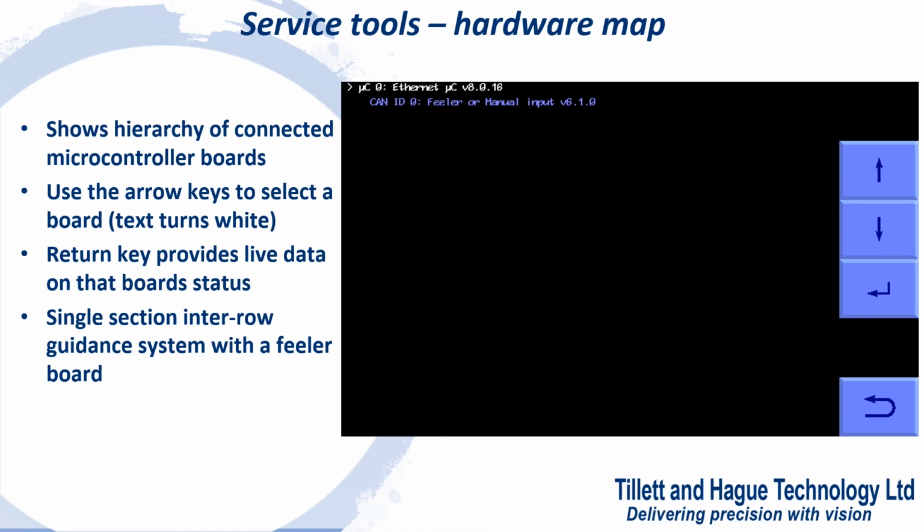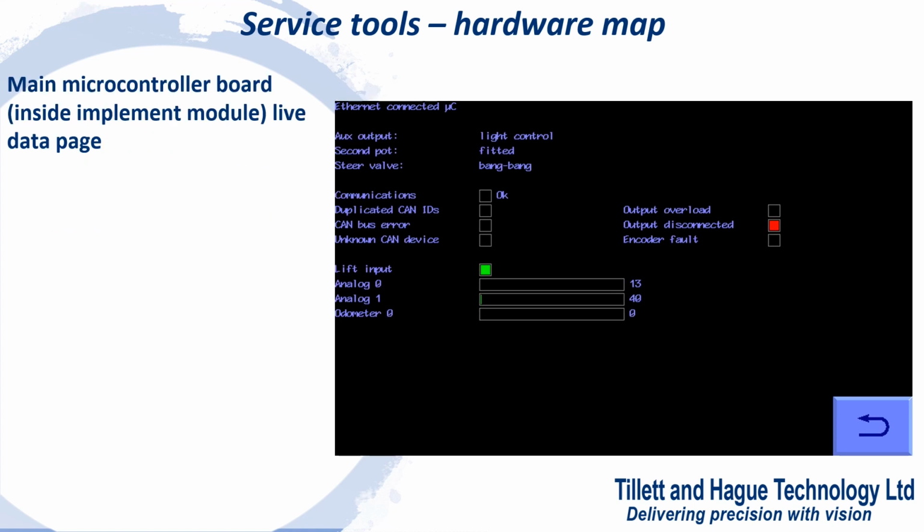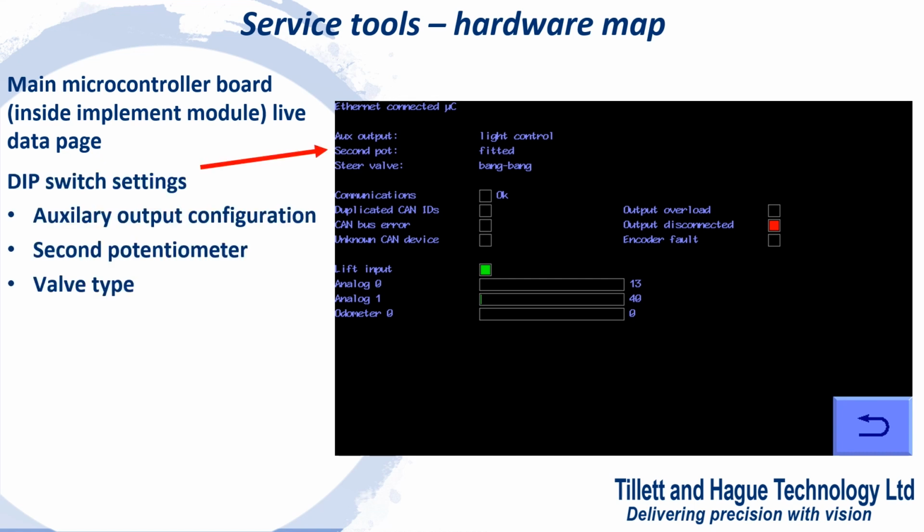This example shows a single section interrow guidance system, fitted with a feeler override board for mechanical row following. Here we have selected the main microcontroller board that is fitted in the implement module. It displays some very useful live diagnostic information. The first 3 lines reflect how the dip switches on the microcontroller board have been set. In this case, the auxiliary output on the valve connector has been set to provide night working light control. It has been fitted with a second potentiometer and is configured for bang-bang hydraulic steering valves.